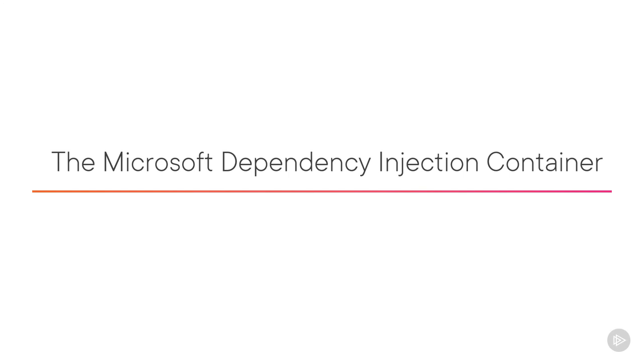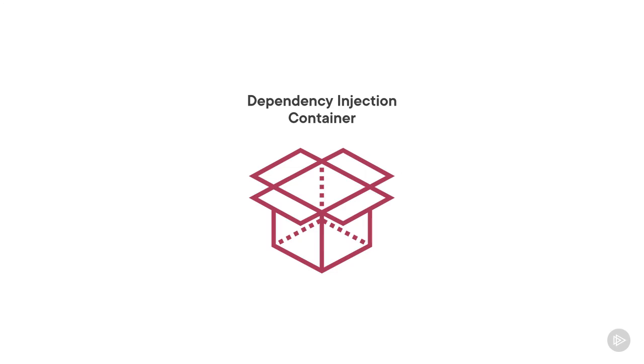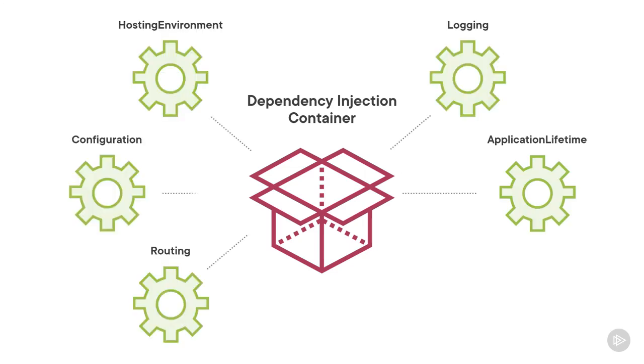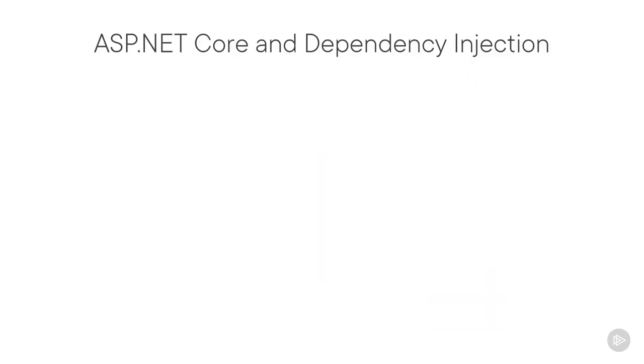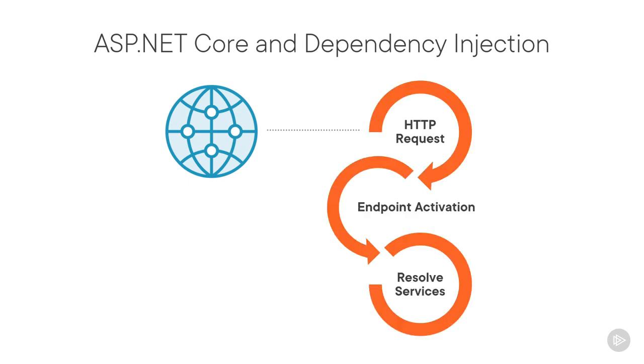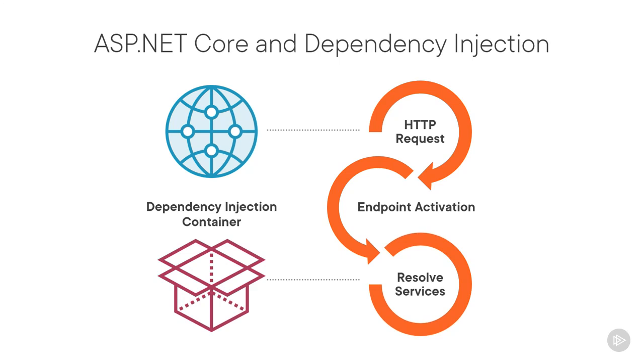ASP.NET Core ships with its own built-in dependency injection container, which it uses to resolve the services it needs during the request lifecycle. All framework services, for example, logging, configuration, and routing, use dependency injection, and they are registered with the dependency injection container when the application host is built. Internally, the ASP.NET Core framework provides the dependencies required when activating framework components, such as controllers and Razor pages.